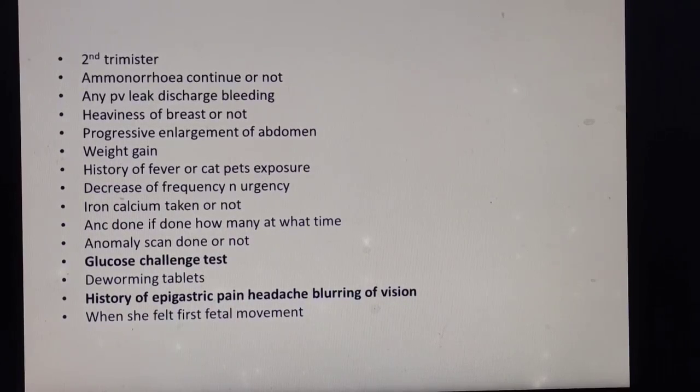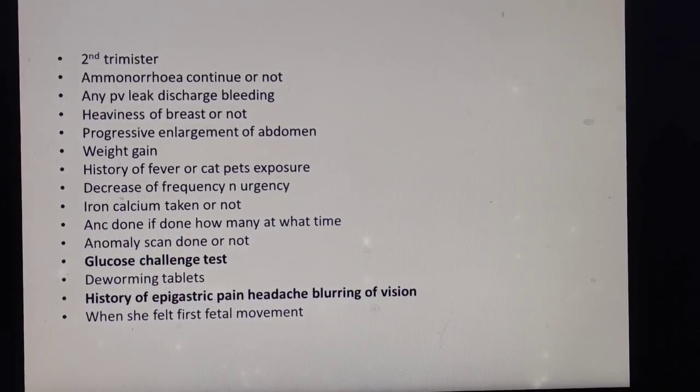Along with this, we do something called the glucose challenge test, in which we give you glucose and tell you not to eat anything. We will test your blood sugar level every hour. This is very, very important. The glucose challenge test is very, very important in the second trimester.